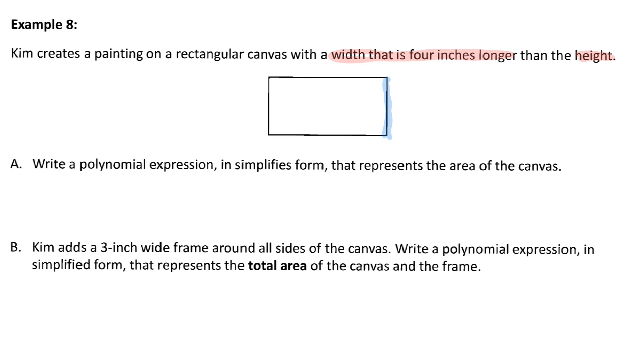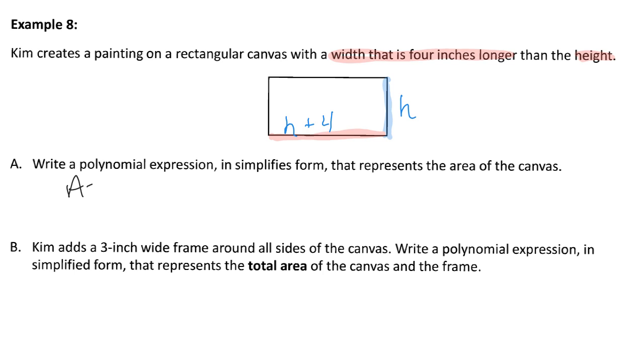So the height of my shape is here. This is the height of my shape, so I'm just going to label that as h for height. The width of my shape is this one, and it's 4 inches longer than the height. So I'm going to say my width is actually height plus 4 inches. Now we want to find the area. Keep in mind, when you're finding the area, it's length times width, or in this case, height times width.